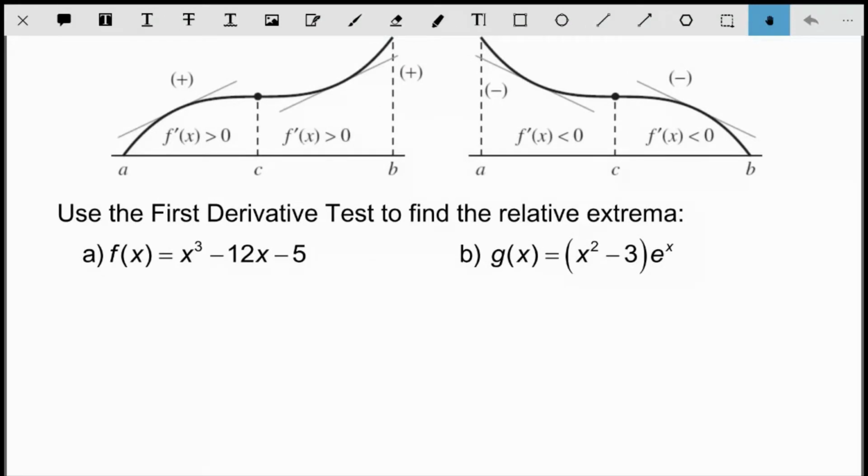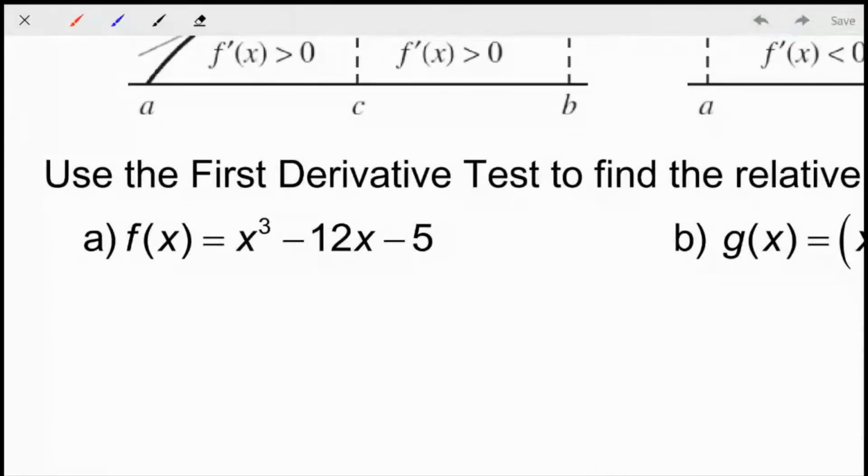All right, so let's talk about how we actually do this first derivative test. This first question says, use the first derivative test to find the relative extrema. So when we go through problems like this, we just have to keep in mind what exactly is happening with the first derivative test. The first thing we need to do is find our critical points.